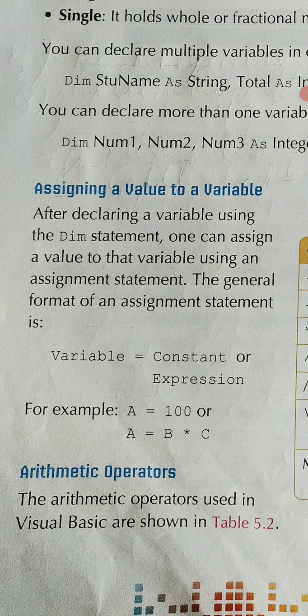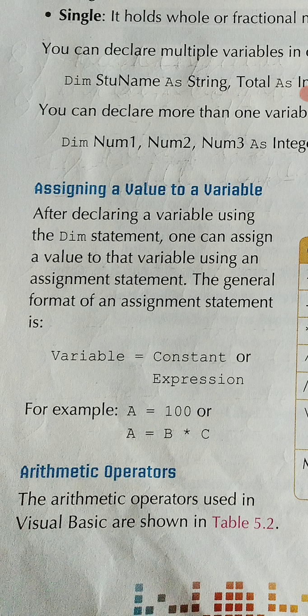The general format of an assignment statement is, give a hyphen. In the next line you will write variable is equal to constant or expression. Then in the next line you will write, for example, A is equal to 100, or A is equal to B into C, where into means the multiplication sign. Clear? I am repeating again.